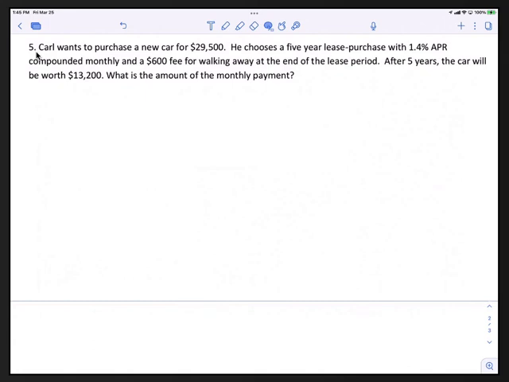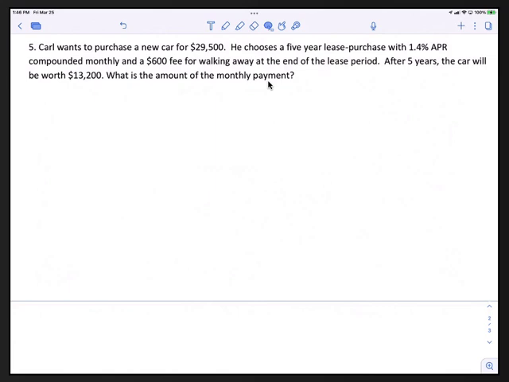All right, question 5. Carl wants to purchase a new car for $29,500. He chooses a 5-year lease purchase with 1.4% APR compounded monthly and a $600 fee for walking away at the end of the lease. After 5 years, the car will be worth $13,200. What is the amount of the payment?